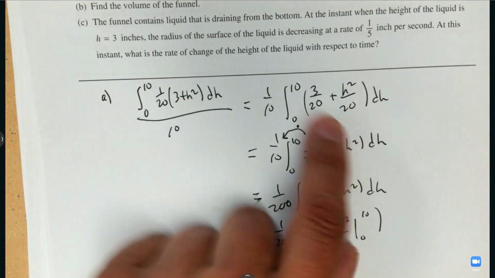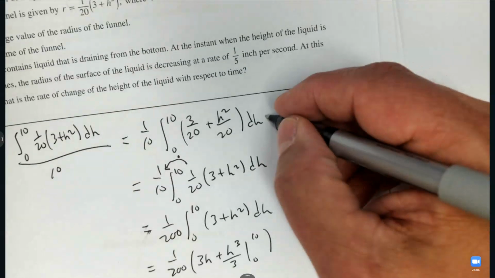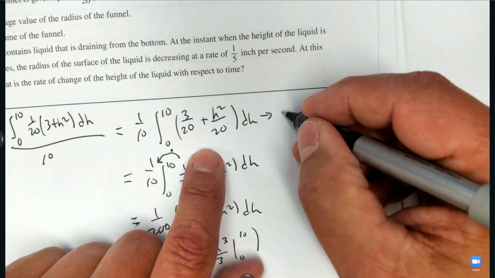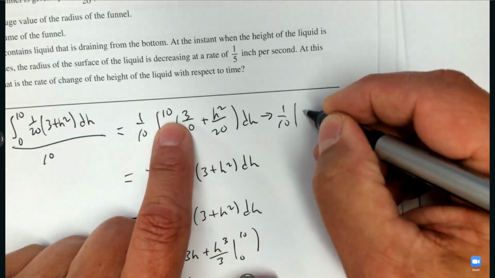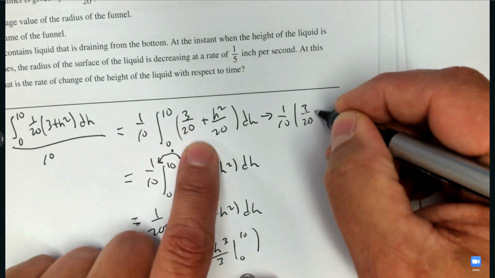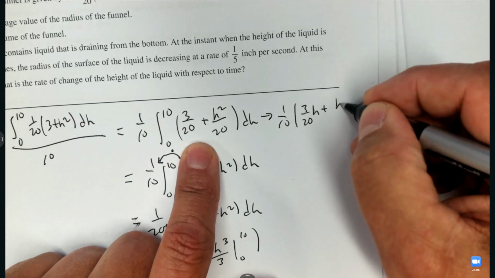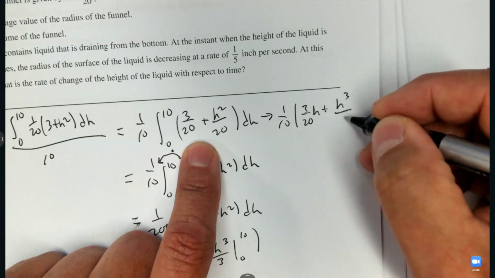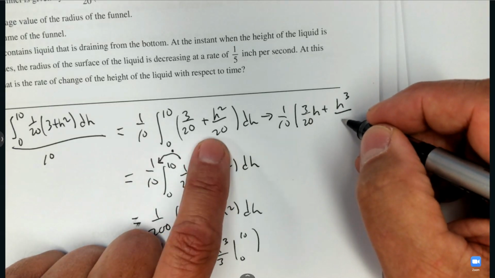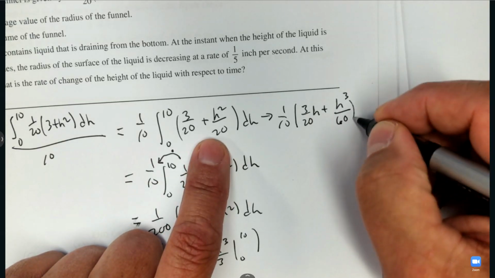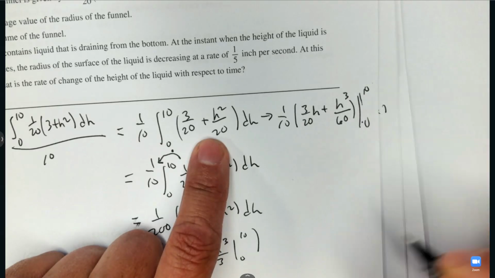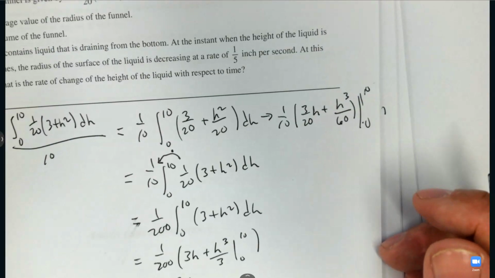So average value of whatever you're looking at, I see the setup. I could have done it this way too. If I wanted to see it with this, you'd have 1/10 in front. This would be 3 over 20 h, and this would be h cubed over, when you divide, 3 times 20, that's 60. And then you would plug in from 0 to 10. You would get the same answer either way. All right, let's look at part B.